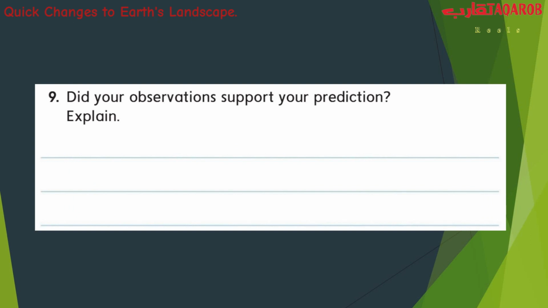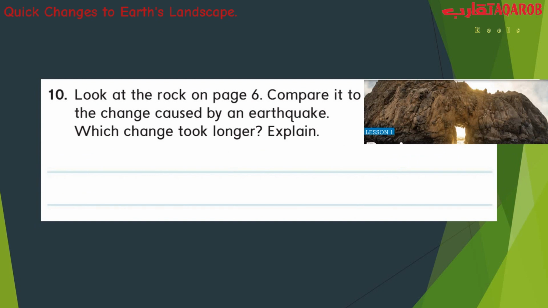Did your observation support your prediction? What about you, grade 2? Yeah, answer yes. So I thought the buildings would fall down and they did. And number 10, look at the rock on page 6. This is the rock on page 6. Look in here, yes. Compare it to the change caused by an earthquake. Which change took longer? Explain.